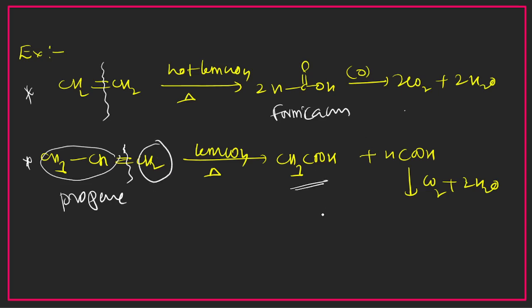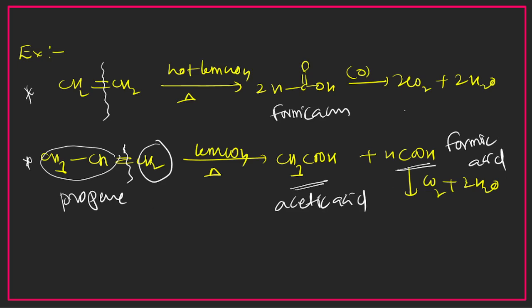So it is acetic acid and formic acid. Formic acid is further oxidized to give carbon dioxide and water. It is acetic acid, and it is formic acid.